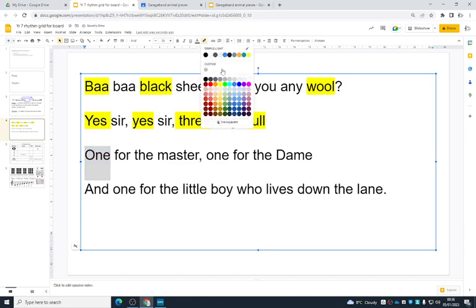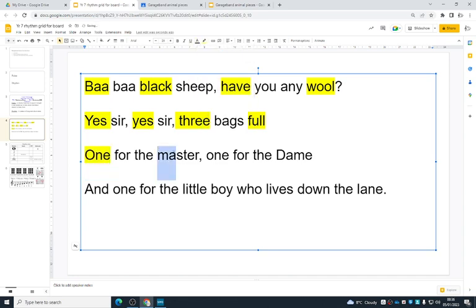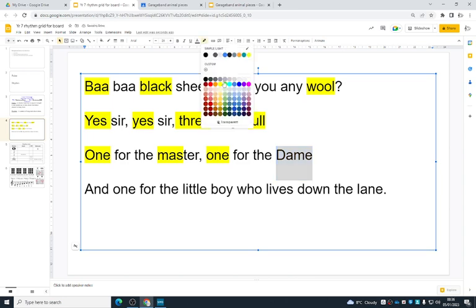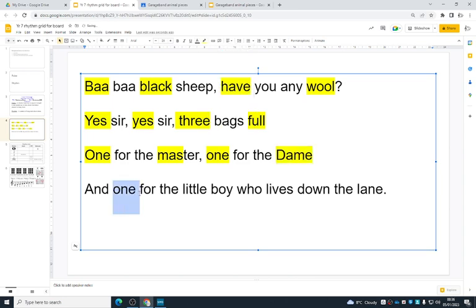One for the master, so it's the first half of this one. One for the dame. And one for the little boy. So it's not on the "and", it's on the one. Little boy who lives down the lane.